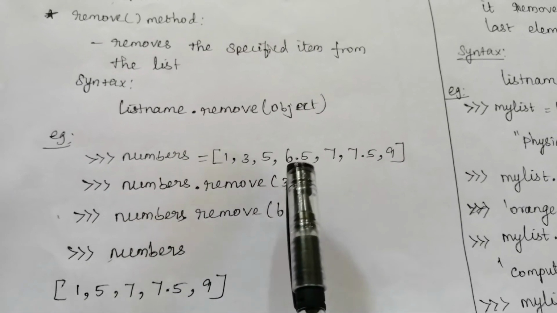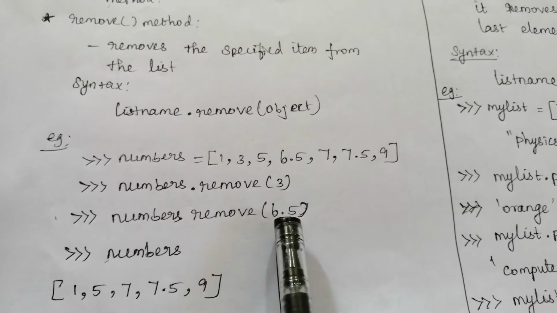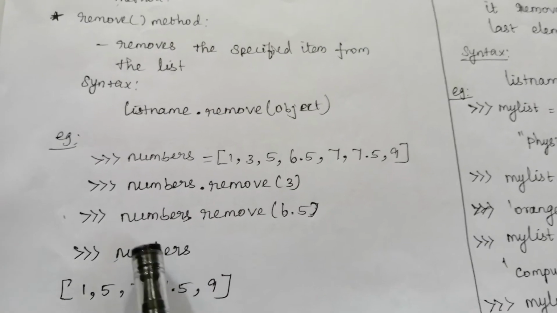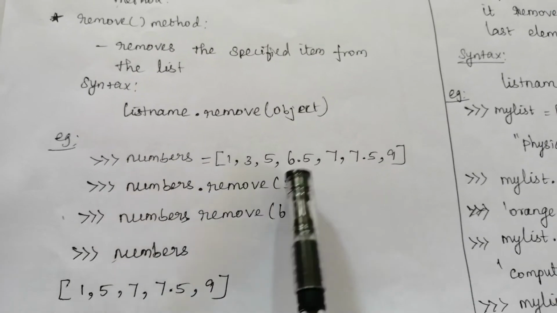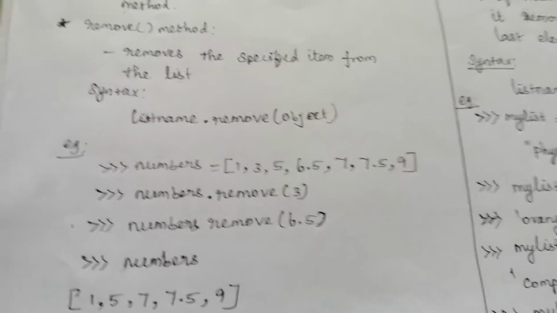Next, I am going to remove 6.5. So I have to specify the value here, 6.5. Next, I am going to display the output. So numbers 3 as well as 6.5 will be removed from the list.